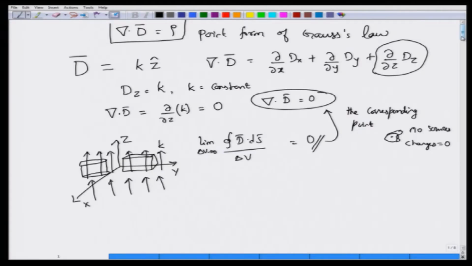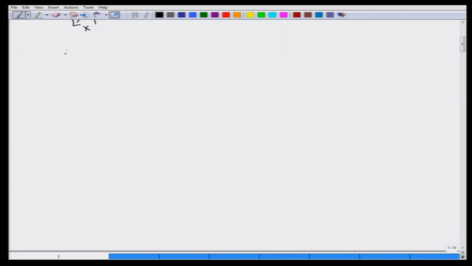Let us get a little more adventurous and try to evaluate the divergence for a point charge.